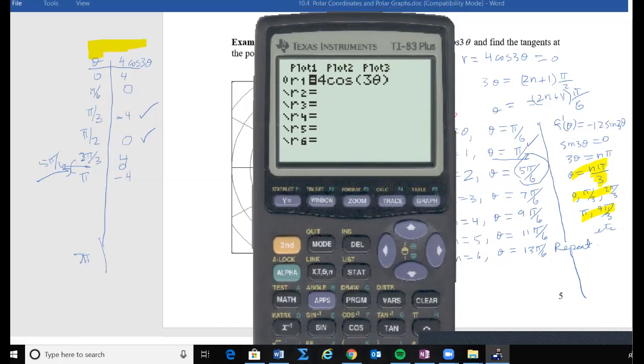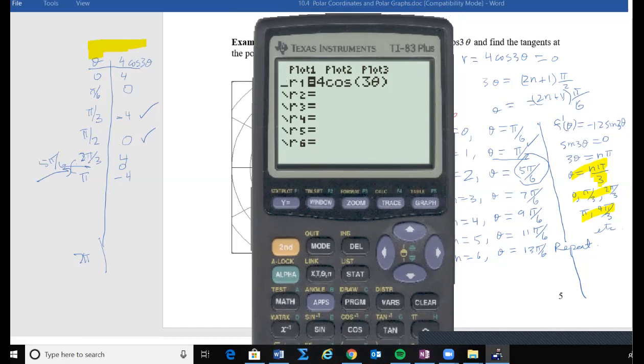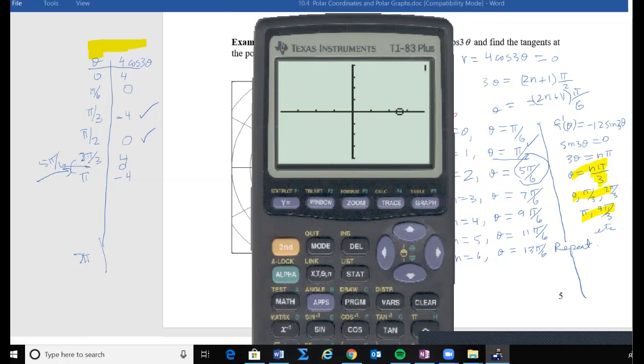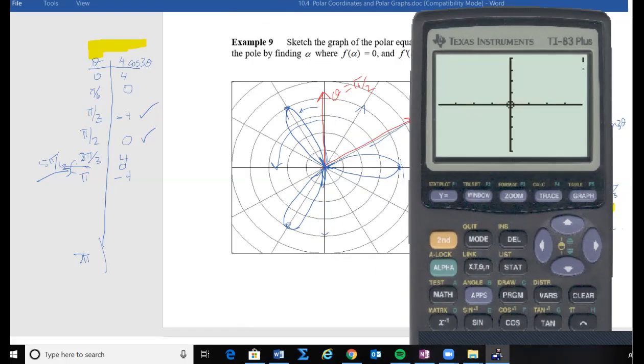Okay, so let's see what this looks like now. Compare that to the graph that we have. Notice that it's tracing out the same portion, same thing that we had.